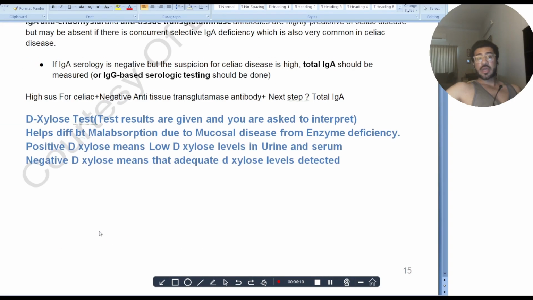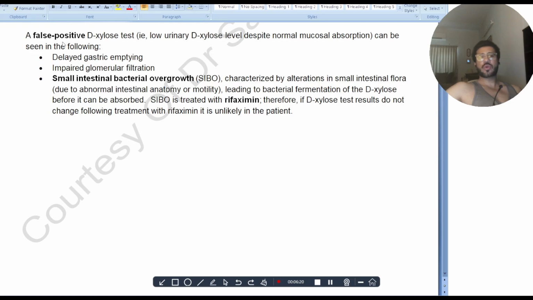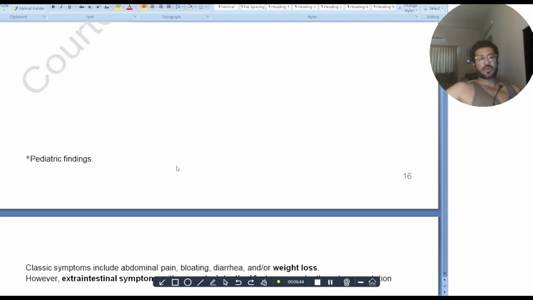Normal means negative. You can just remember it by N. Normal means negative and abnormal means positive. And you should know what causes a false positive. So basically, it's just a test which figures out whether the mucosal lining is working adequately or not. It helps you differentiate between malabsorption due to certain causes. If it's celiac, it tells you that it's celiac. If it's just due to pancreatic enzyme insufficiency, it also helps you figure that out.